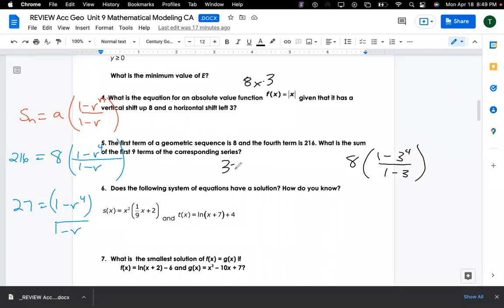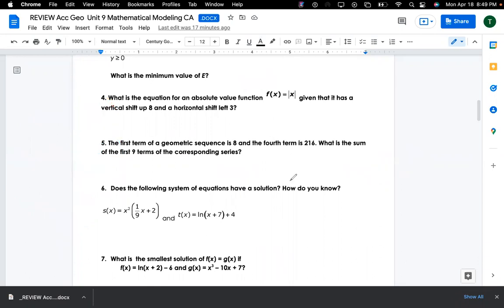Okay, so the best way to do this is to list out what's your first term, what's your last term that they give you, how do you find the rate, and then plug into this equation. I should give you this equation. If I don't, I'll have it up on the board. Just remind me if I don't give it to you.